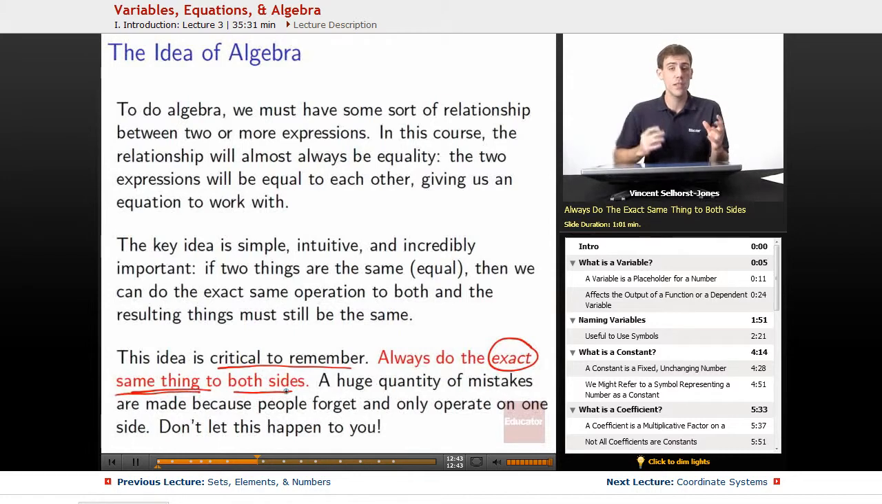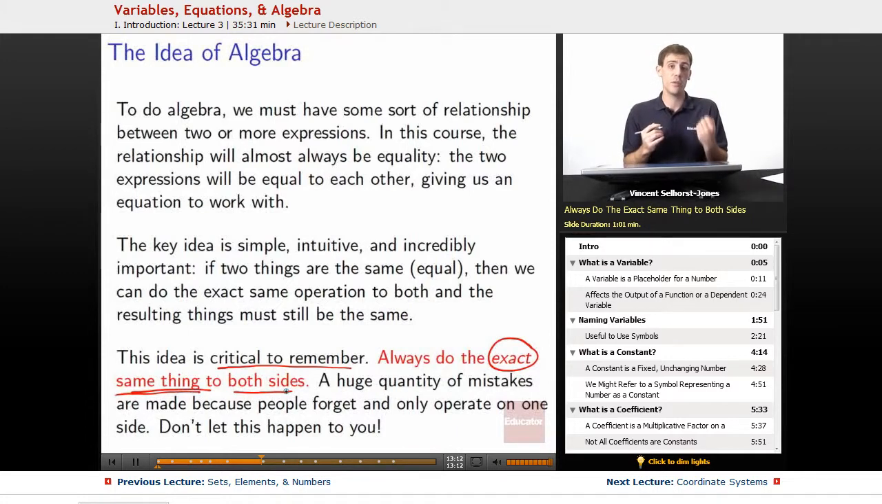If you add 7 to one side, you have to add 7 to the right side. If you square the left side, you have to square the right side. If you say hoogledy-piggledy to the left side, you have to say hoogledy-piggledy to the right side. A huge quantity of mistakes that students make are because they forgot to do the operation on both sides. They used it only on one side, or they used slightly different operations on the two sides. If you wind up doing this, you're going to wind up making mistakes. Don't let this happen to you.